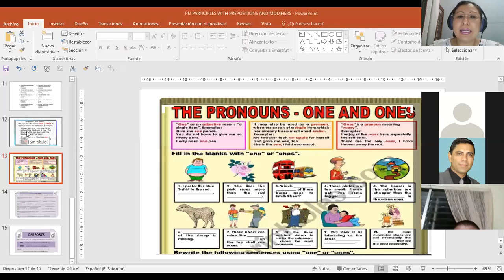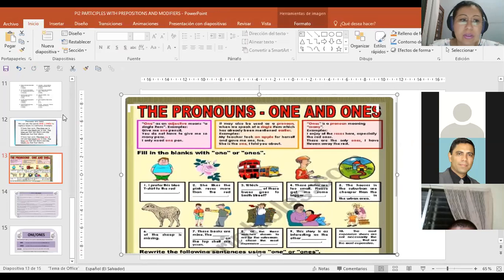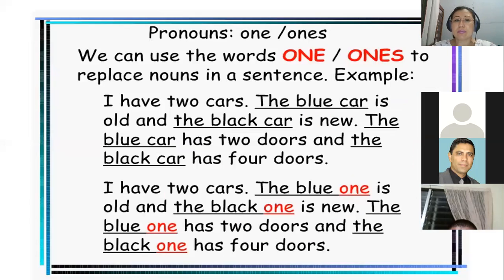So you were asking about the other expressions that you see that were used in the conversations and in the platform. They are called pronouns one and ones, okay? So those also work as modifiers. So before we continue, I would like to explain this. Okay, those are pronouns one, ones. And we can use the words one or ones to replace nouns in a sentence.